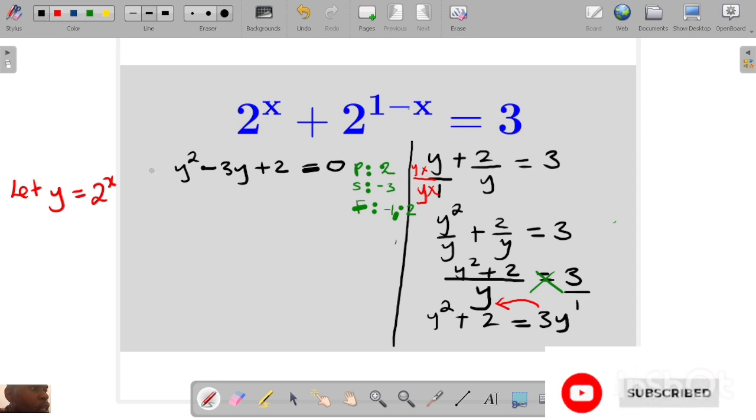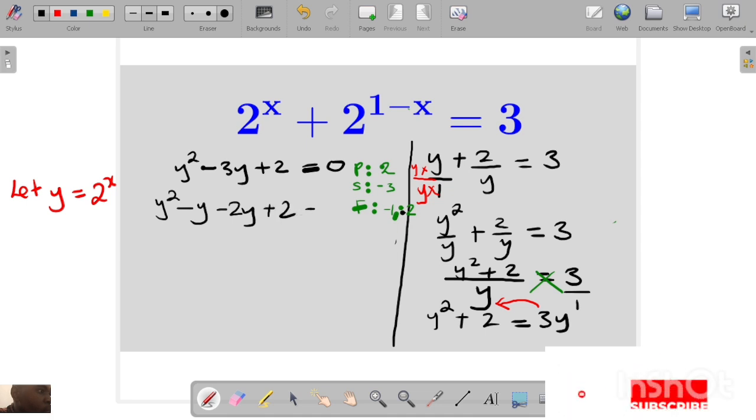Okay, so meaning here we're going to have y squared. Now we're going to get the factors. Negative 1, minus 1 times y is just y, so minus y. Again here it will be minus 2. Minus 2y plus 2 is equal to 0. Okay, so now at this stage we have 4 terms. 1, 2, 3, 4.